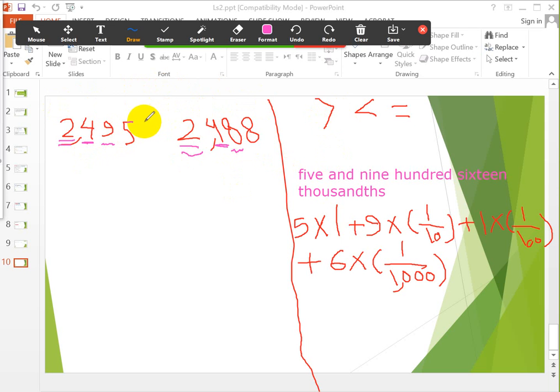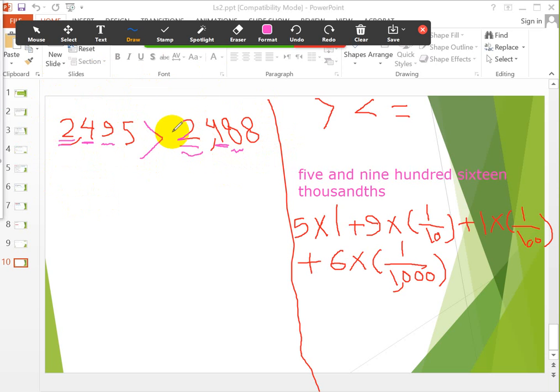And put the symbol, or we'll go to this number. So I will choose this number. This number is greater than this one. Okay? So that's how I will compare between numbers.